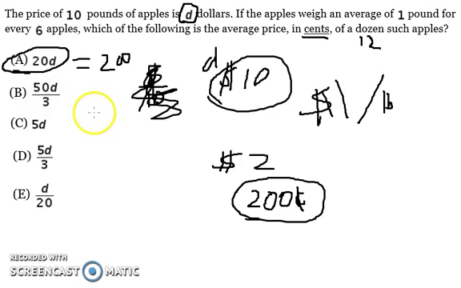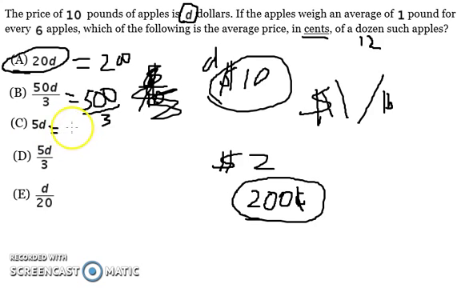Right, now just to show you, I'll plug it in for the rest of these. So plug in 10 for D here. You're going to get 500 over 3, which is going to end up being some fraction of a cent, and I can't do that in my head, so I'm not going to.